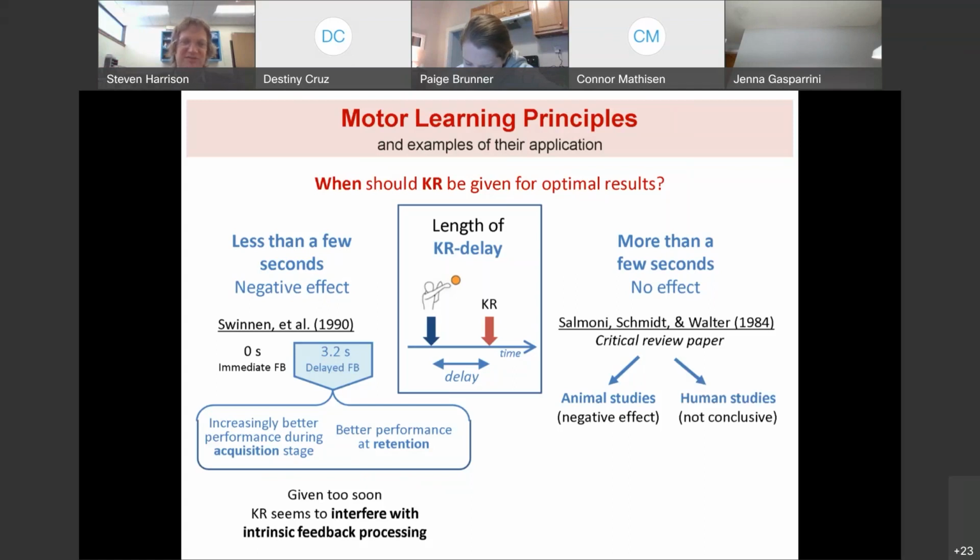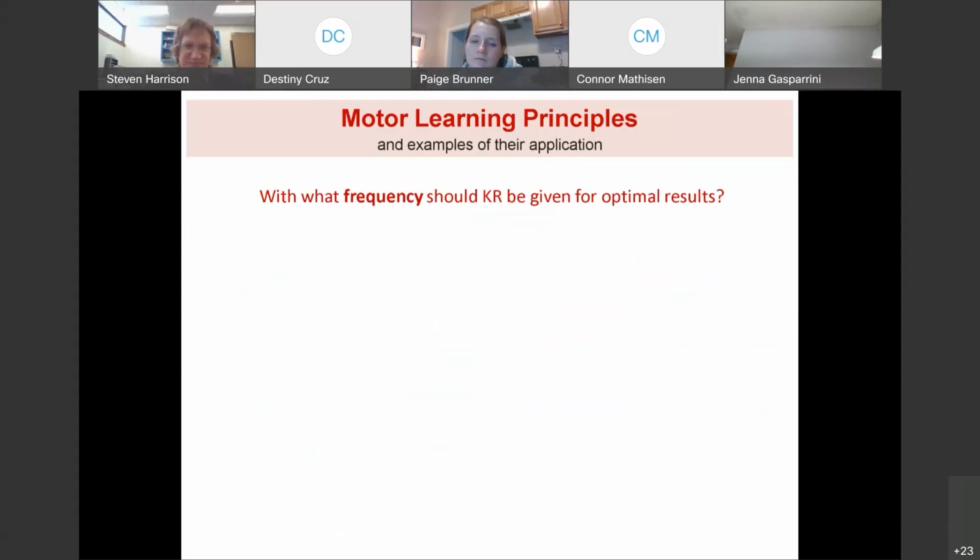The similar kinds of studies when you're looking at human performances are not conclusive. There's subsets of studies that have shown that you can get positive outcomes if you're providing that kind of feedback. Others that show no difference. Others that show negative effects. Okay, so the timing, the particular delay that you should apply, there's some evidence, but the evidence is a little bit mixed.